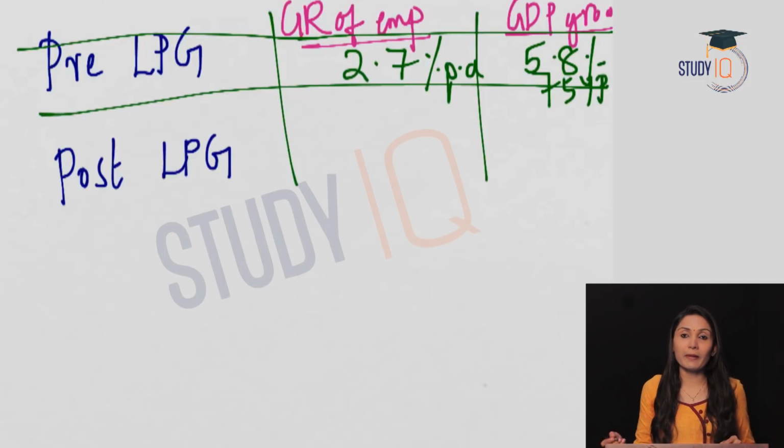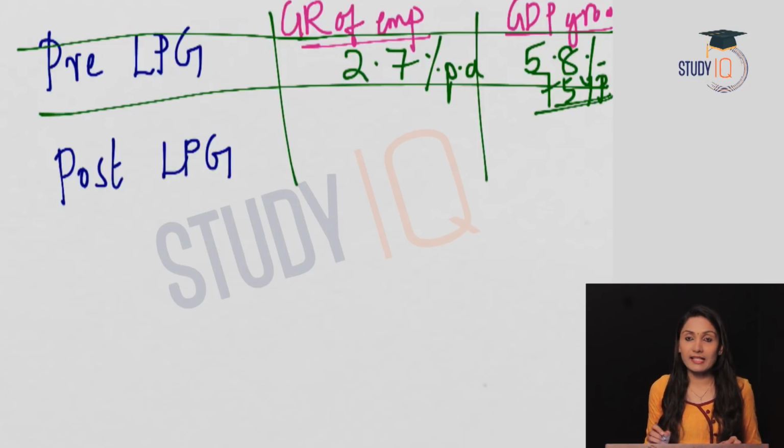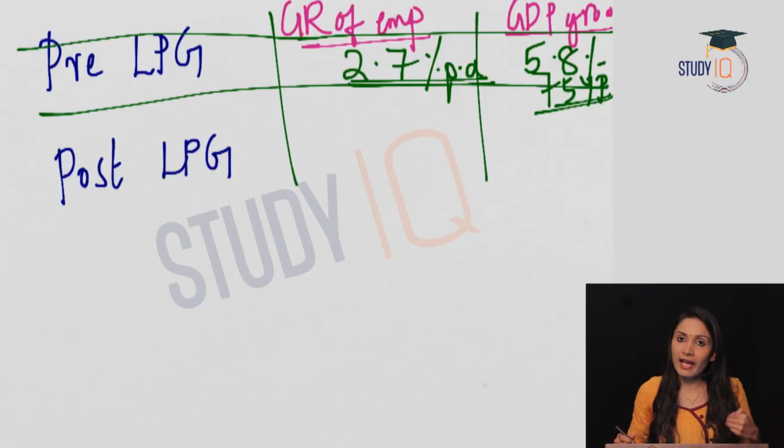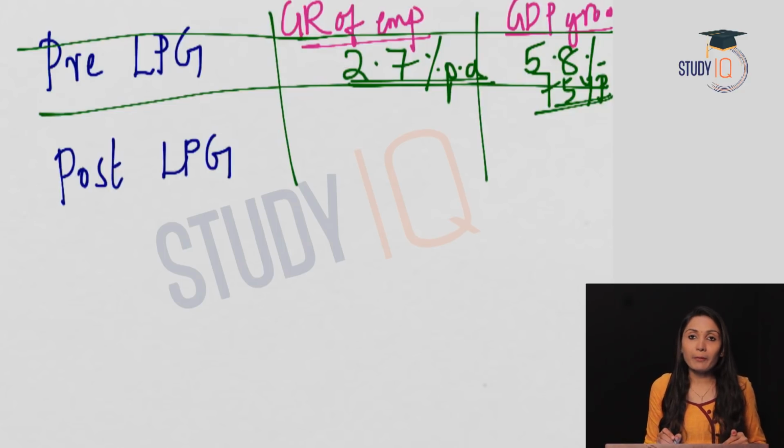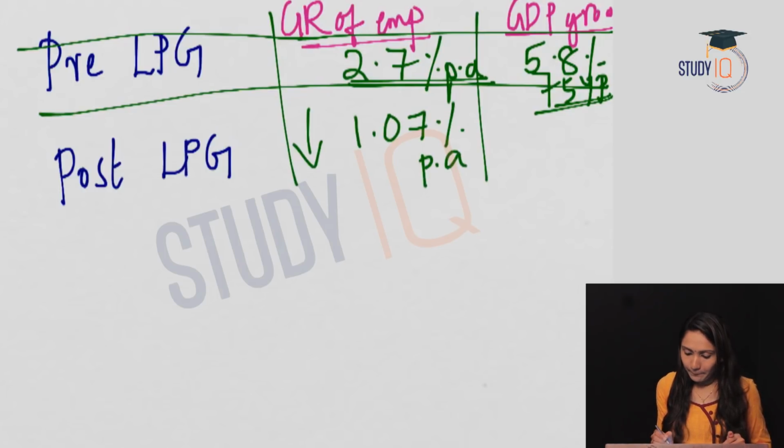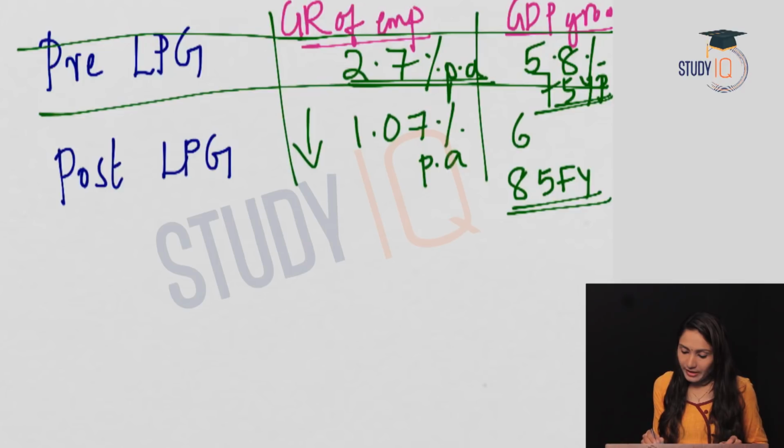So from the 8th 5-year plan we began the reforms. So from the 7th 5-year plan data we understand that the GDP growth rate was 5.8% and the employment growth rate was 2.7%. Coming to the post-reform era, immediately after adopting the liberalization, privatization and globalization, the rate of employment growth came down to 1.07% per annum. But according to the 8th 5-year plan reports, the rate of GDP growth came up to 6.8%.